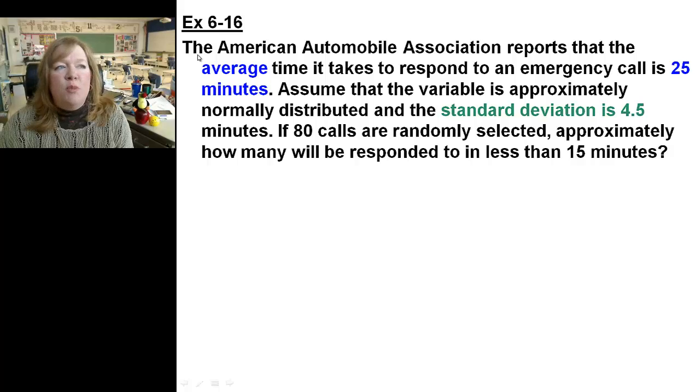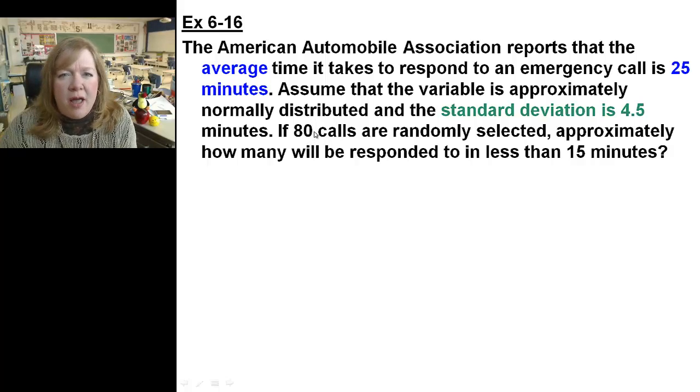The American Automobile Association reports that the average time it takes to respond to an emergency call is 25 minutes. Assume the variable is normally distributed. Standard deviation is 4.5. If 80 calls are randomly selected, approximately how many will be responded to in less than 15 minutes? This one looks a little different, doesn't it? Because it says 80 calls. But if you recall, probability is a percentage. So we're actually going to find the probability and take the percentage times the 80 calls.